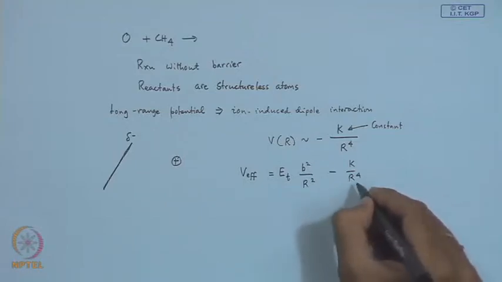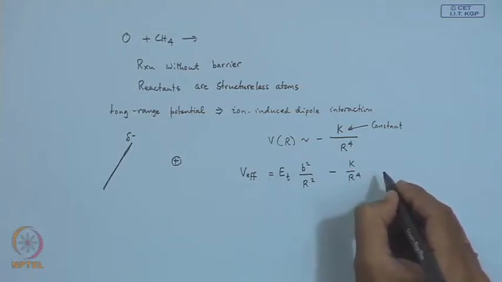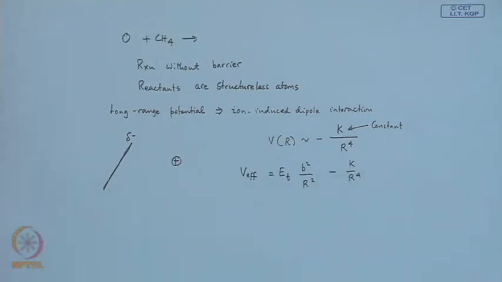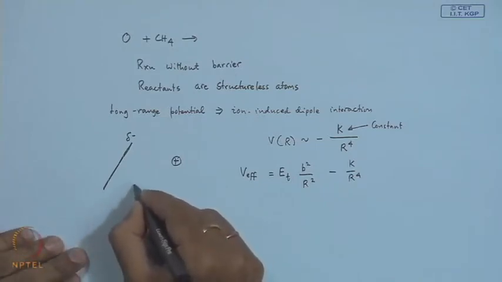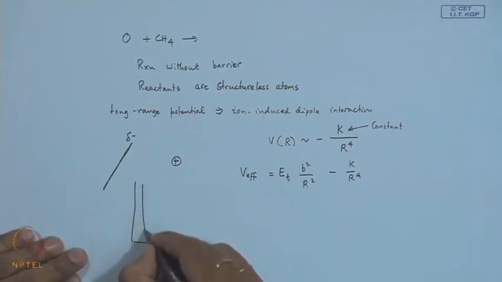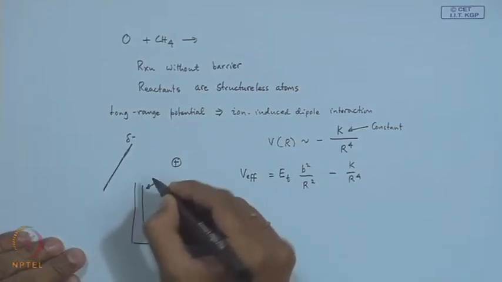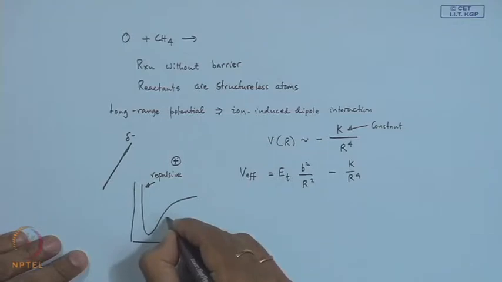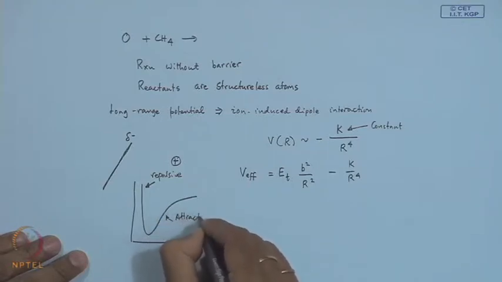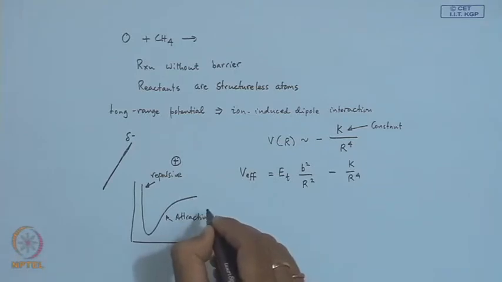Normally, if you have your potential barrier of this form, as I already told you, this part is your repulsive one and this is your attractive one. Attractive one, this one is attractive and the other one is repulsive.